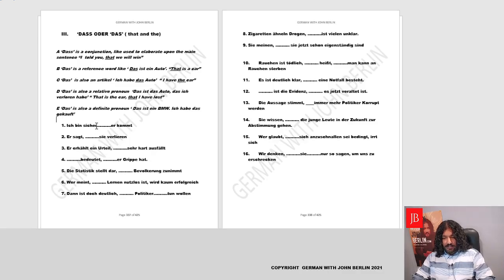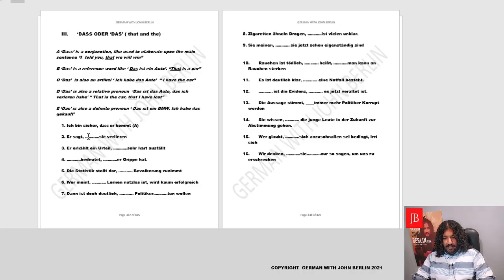Okay. Ich bin sicher, dass er kommt. I am sure that he comes. So I am sure, comma. Now you're elaborating upon your main sentence. And you can see the verb is at the end. So that's a signal. It should be a conjunction. That is dass. So we write dass, option A. Just in the brackets so that you understand, I could write option A.